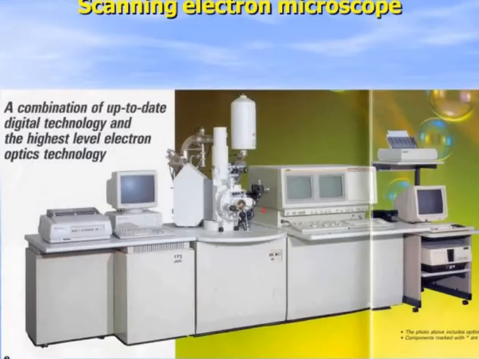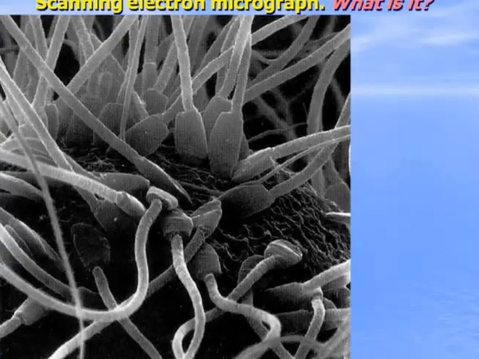Scanning electron microscopy, you can get the image in 3D. For example, you see the picture of spermatozoa attacking the ovum during fertilization.